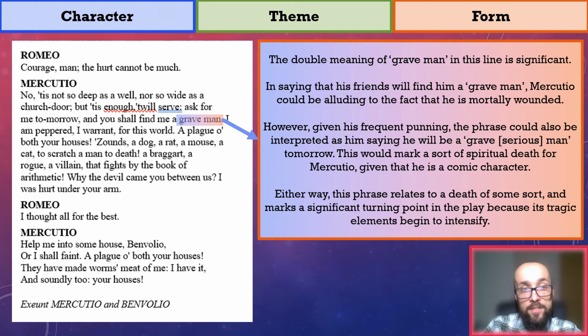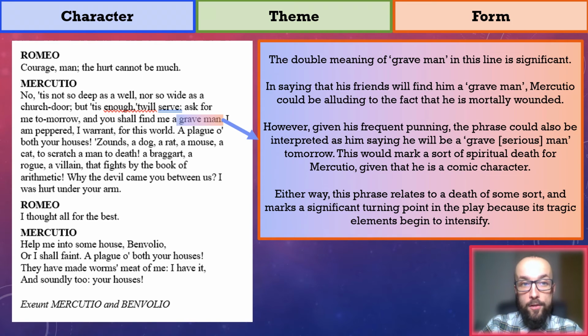This analysis takes the expression "grave man" literally, but Mercutio does not always use words in their literal senses, does he? As such, you could interpret "grave man" as "serious man," so Mercutio might be telling his friends that he will be serious from now on. Now given that Mercutio is a comic character who frequently makes puns, this would mark a sort of spiritual death for him. Either way then, the phrase "grave man" relates to a death of some kind and therefore marks a significant turning point in the play, because its tragic elements begin to intensify and its comic qualities decline.